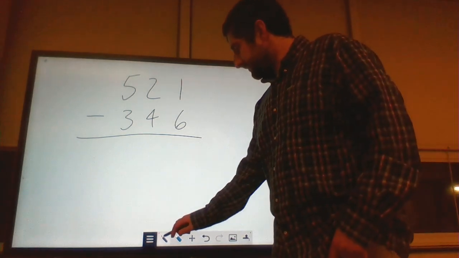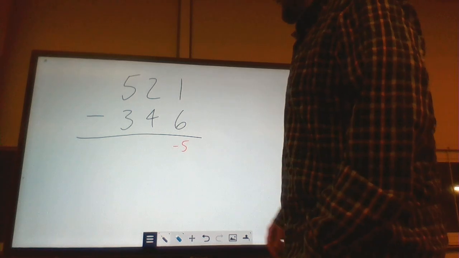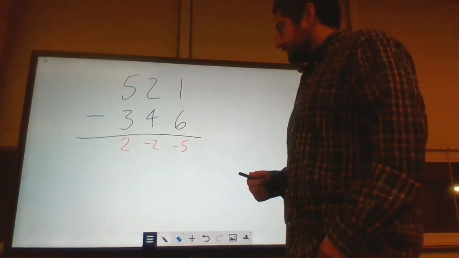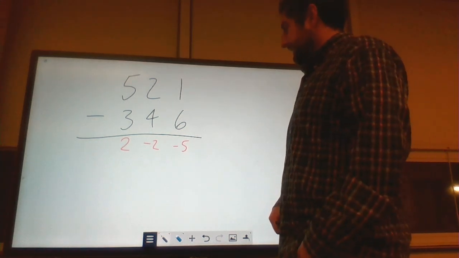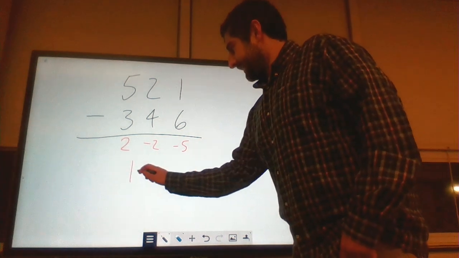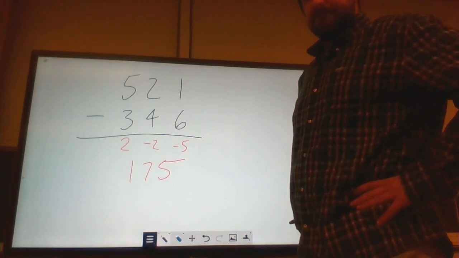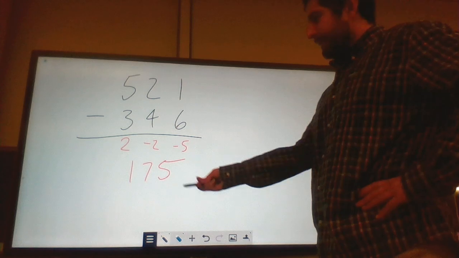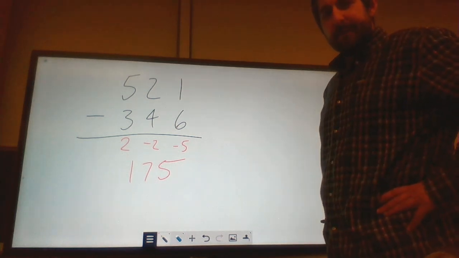I was like, okay, I'm going to come up with another one. Well, 1 minus 6, that's negative 5. 2 minus 4, that's negative 2. 5 minus 3 is 2. Can I read this? You bet I can. 200 minus 20, that's 180. 180 minus 5 is 175. Oh, no mess. No crossing out. That went fast. Yeah, I think I'm onto something here.